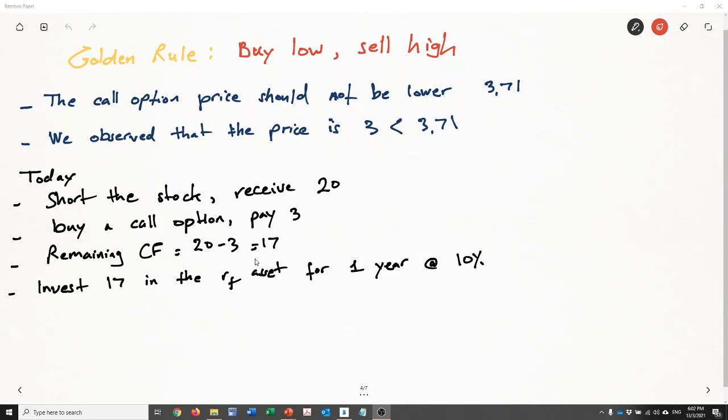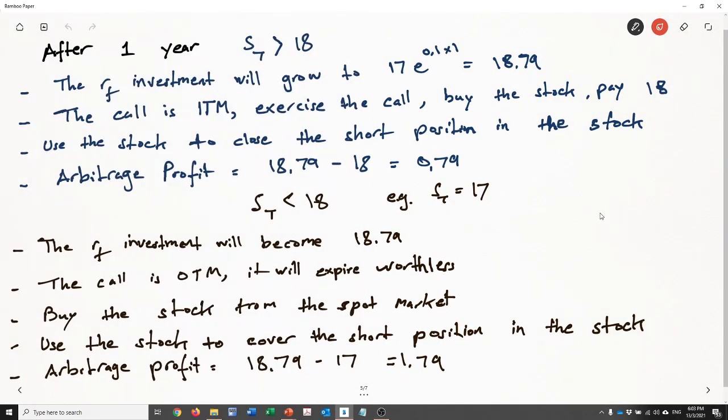Now, since we are dealing with options, what are the possible scenarios that can take place after 1 year? Well, either the option will be exercised or it will not be exercised. Either the option will be in the money or out of the money. So let's see. After 1 year, if the price of the underlying stock is higher than 18, which means the call option is in the money.